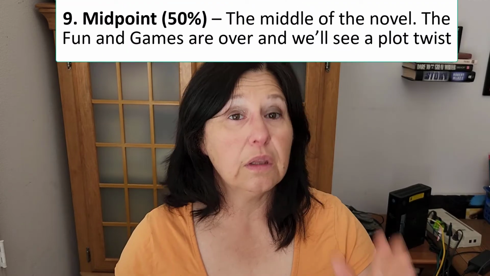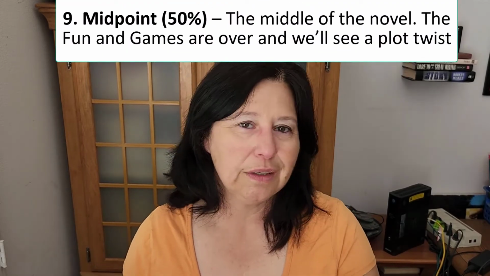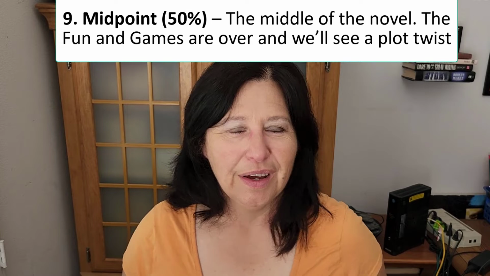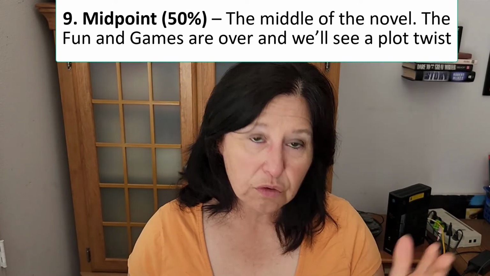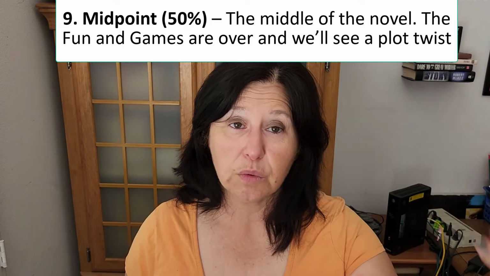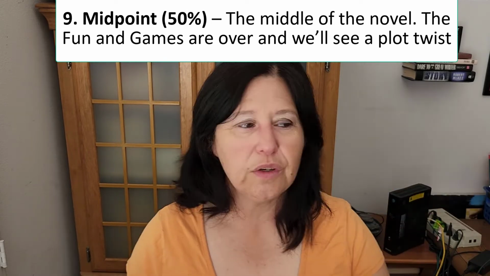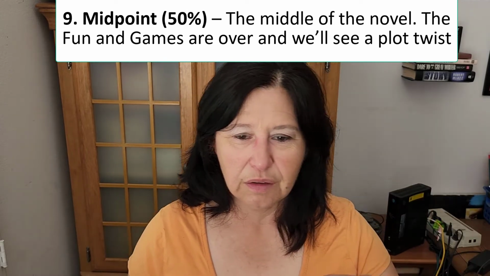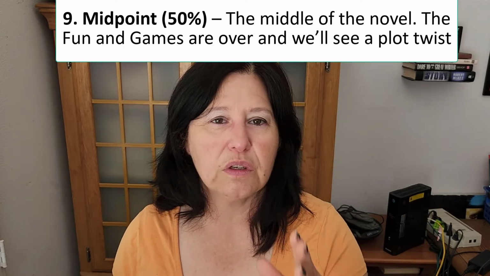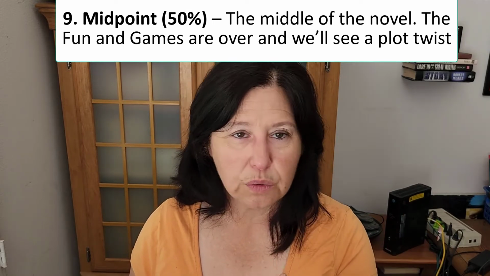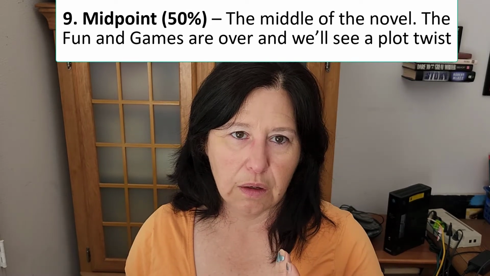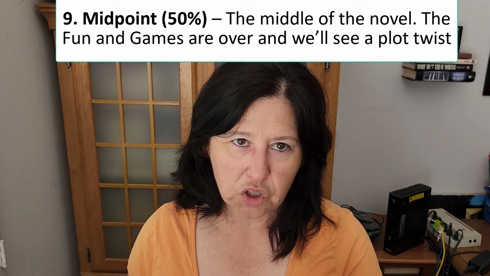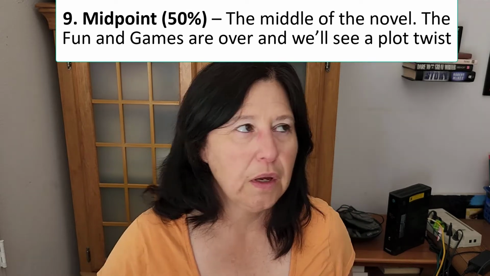Okay, beat number 9 is the midpoint. So it's literally the middle of your book. So it is at the 50% mark. Now what happens here is there's some kind of twist. If things are going well during the fun and games, the hero and the heroine were getting to know each other, the detective was finding clues, and everything was going positive, there's going to be a twist here where it will turn, right? And now it's going to be a challenge for the character.